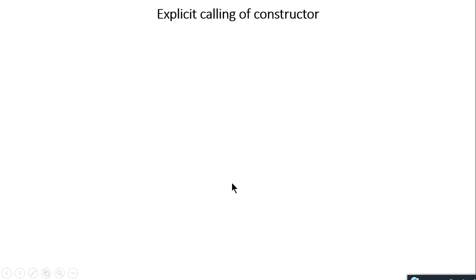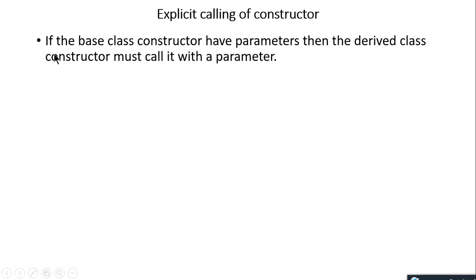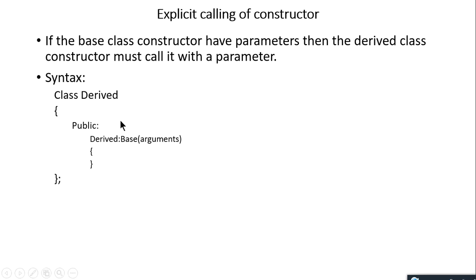Now what if your constructors have arguments? If the base class constructor is a parameterized constructor, you need explicit calling of the constructor. If the base class constructor has parameters, then the derived class constructor must call it with a parameter. It cannot work implicitly. Constructors with no arguments are automatically executed by the compiler, so that's implicit constructor calling. Now if your constructor has arguments, then you have to call it specifically.